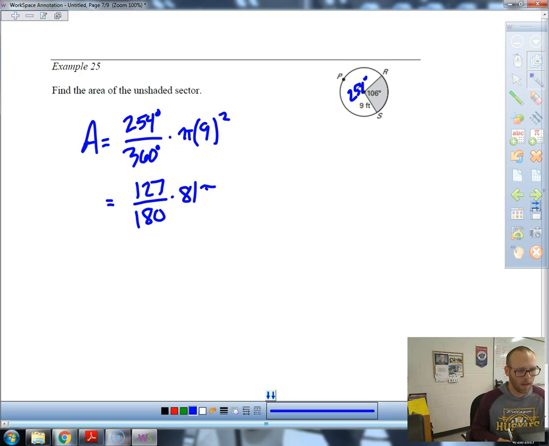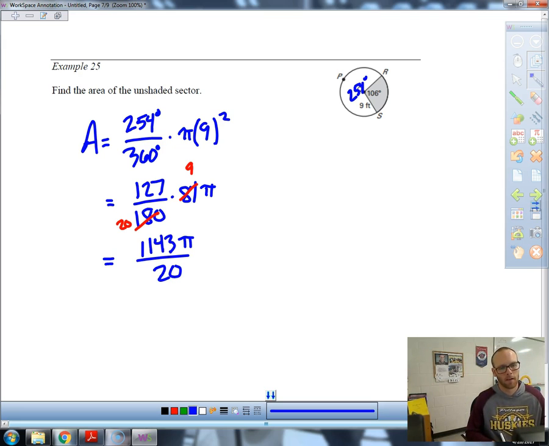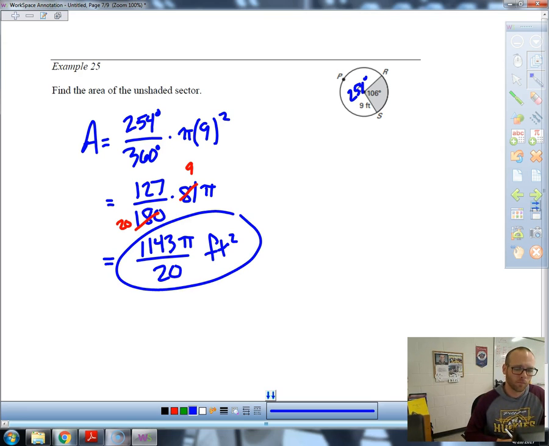That would be 81 pi. Now I notice right away 81 and 180 are both divisible by 9. So if I divide this by 9, I get 9, and if I divide this by 9, I get 20. In the numerator, I have 127 times 9 pi, so that's 1,143 pi. My denominator is 20. The area of the unshaded sector is 1,143 pi over 20 square feet. Good.